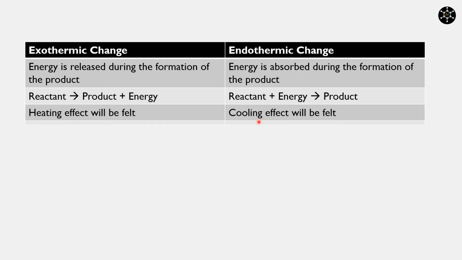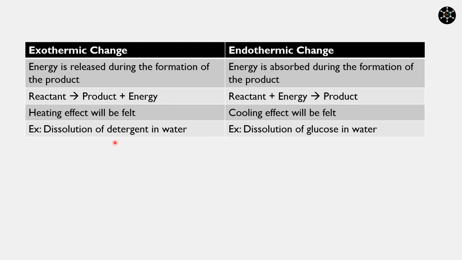Day-to-day life example for exothermic change is dissolution of detergent in water. If you make your hand wet and hold some amount of detergent in your hand, you can feel a mild heating sensation. Under endothermic change, dissolution of glucose in water is the famous example. Just dissolve some amount of glucose in water and hold the container. You will feel the cooling effect.